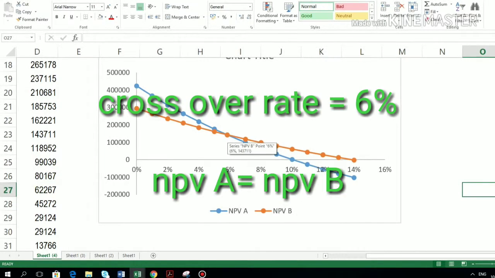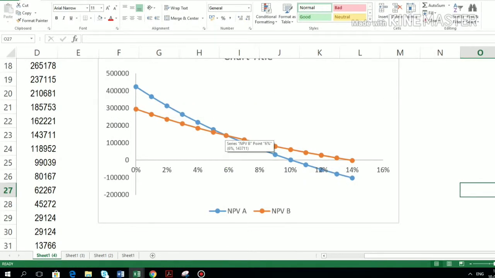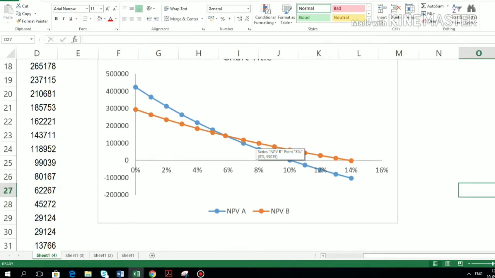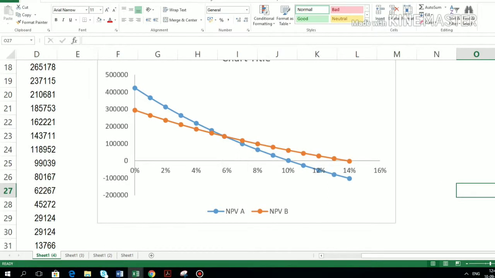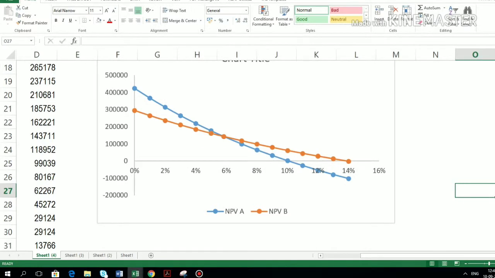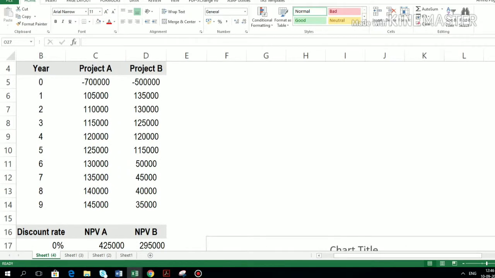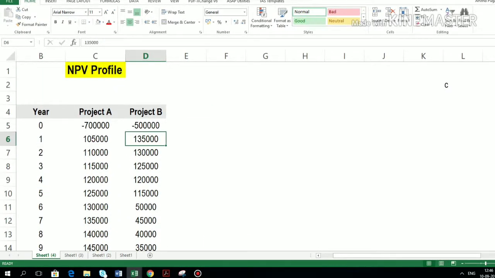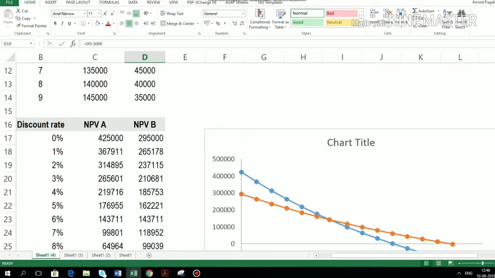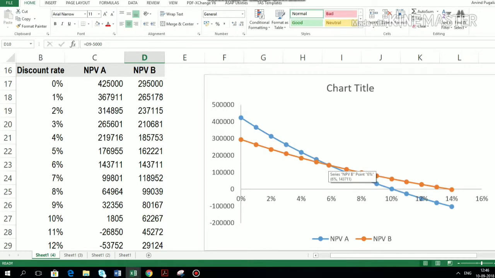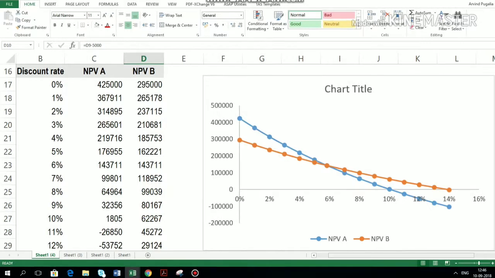Above this, that is 6%. Above 6%, the NPV of B is falling at a lower rate compared to the NPV of A, because in B we are receiving cash flows in earlier periods. As you can see, most of the cash flows are received in earlier periods in project B as compared to project A. So this is the rate at which the NPV of A and B, the two projects, is equal, known as the crossover rate, and where the NPV becomes 0.